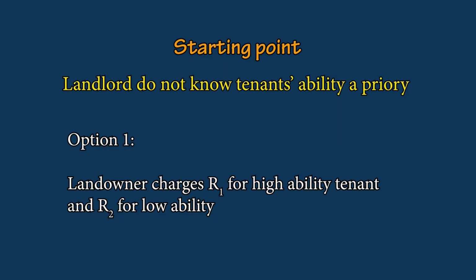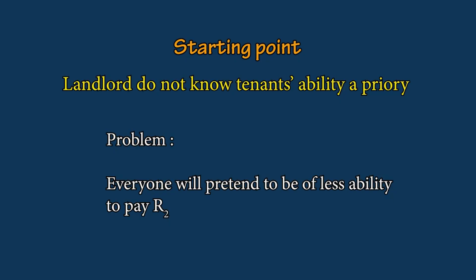But what is happening in reality? In reality, the ability is unobservable. So the landowners can opt for three types of contracts. The first option will be to charge R1 for the high ability tenant and R2 for the low ability tenant, where R1 is greater than R2. So the high ability tenant has to pay a higher amount of fixed rent, while the low ability tenant will have to pay a low amount of fixed rent. Now what will happen in this situation? As the landowner does not know who is a high ability tenant and who is a low ability tenant, there is a high chance that every tenant will pretend to be of less ability and try to pay R2.